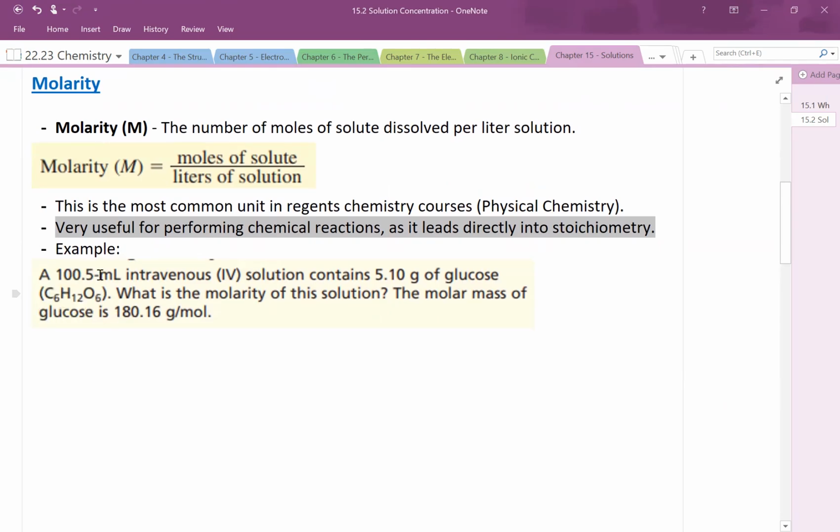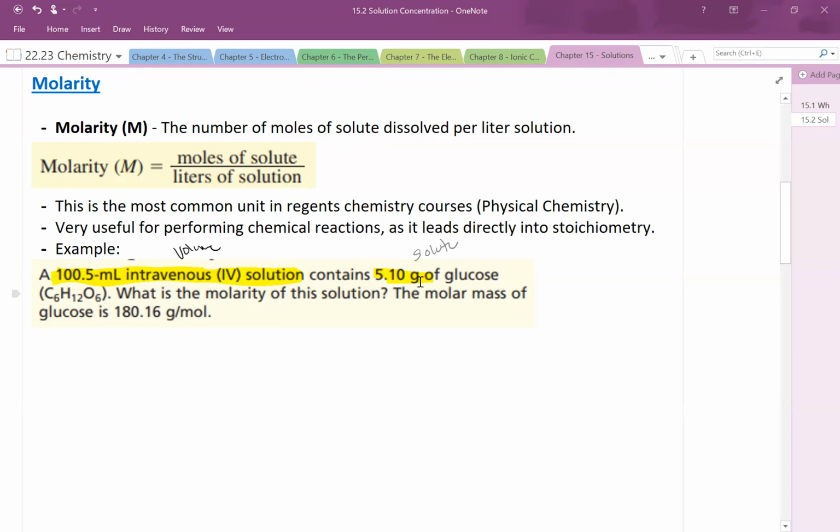Our question gives us that we have a 100.5 milliliter IV solution that contains 5.10 grams of glucose, and it's asking what is the molarity of the solution. We know the molar mass of glucose to be 180.16 grams per mole. So quickly, I'm going to say, okay, our 100.5 milliliters of IV solution, that is our total volume of solution. And then we also know that we have 5.10 grams of glucose, right? This is our solute.